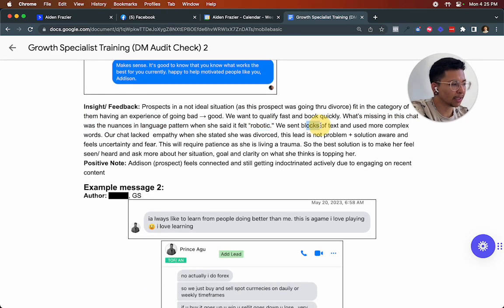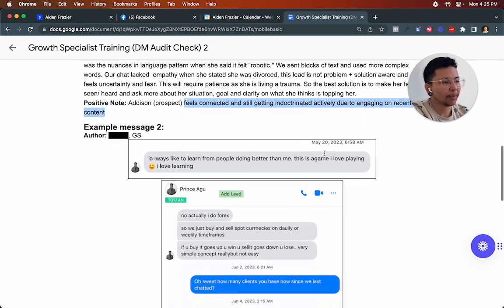We sent blocks of text that were too big. We used complex words. We lacked empathy. So there's a lot of room for improvement here. But ultimately, this person is still communicating with us. And so it looks like she's still connected and still being actively nurtured.